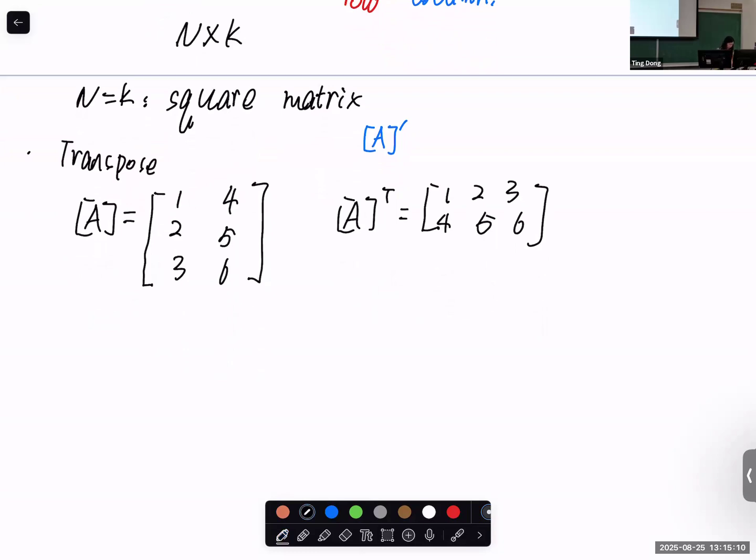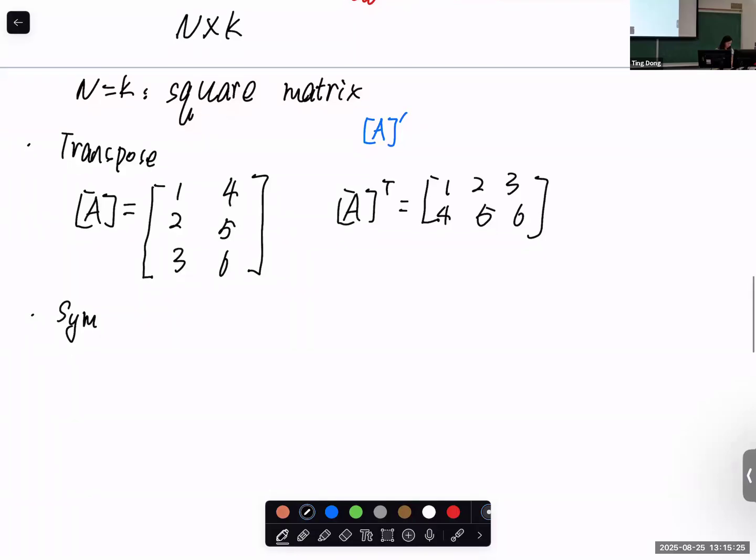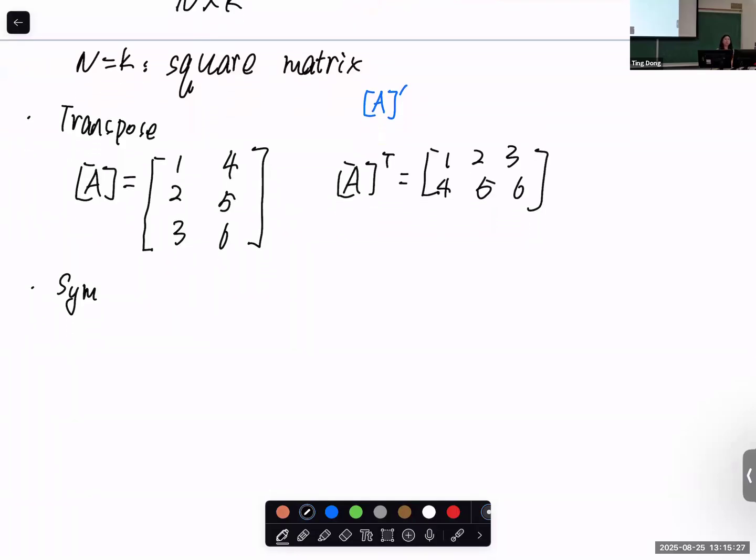The second concept is a symmetric matrix. Again, this is a very important concept for FEA. Because you will later see that all our matrices are not just square, they're also symmetric. We will explain later, but before we apply boundary conditions, all the matrices in our FEA are square matrices and symmetric matrices.